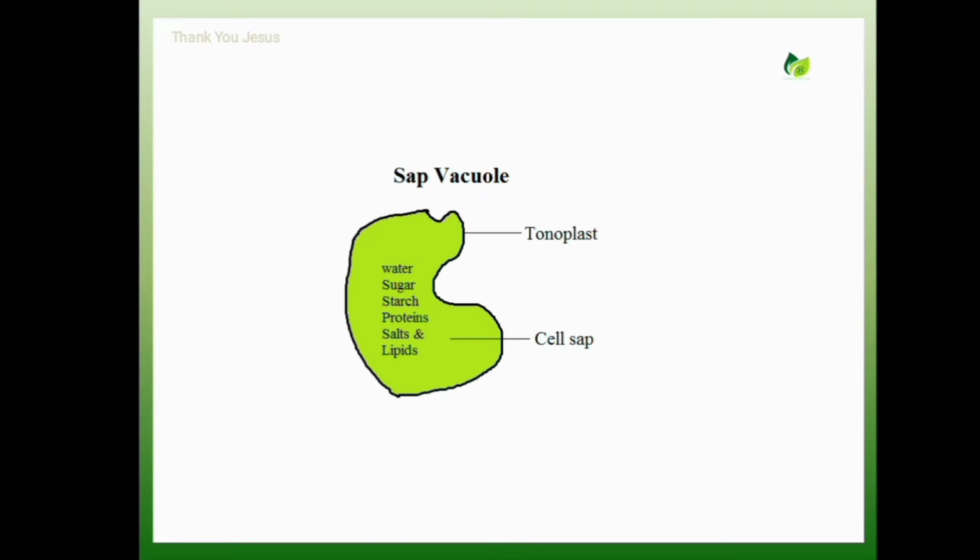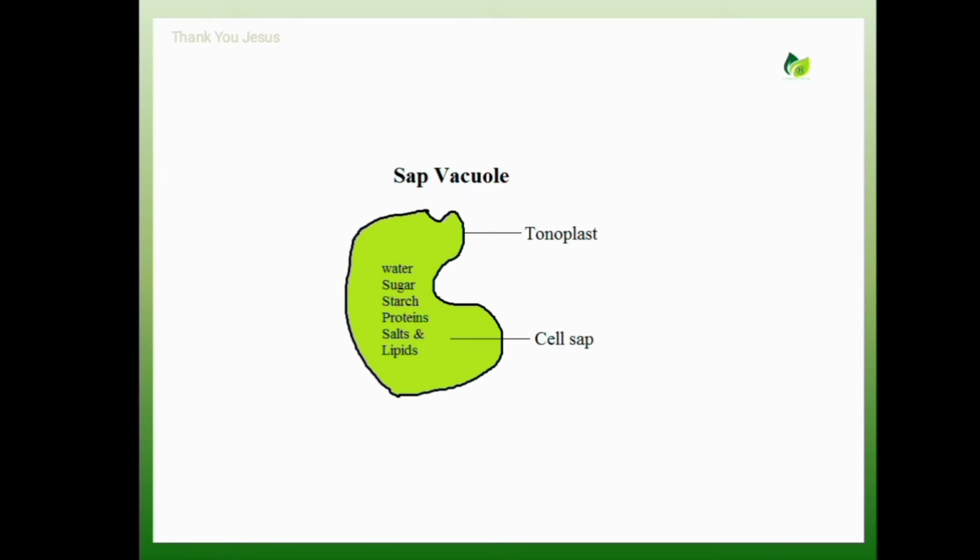Some plant vacuoles have special proteins and they maintain acidic pH and contain hydrolytic enzymes and function as lysosomes. Okay, so they are called lytic vacuoles. Okay, so in some plants, alkaloids, tannins and latex are also stored in vacuoles. Okay, so this is regarding the sap vacuoles.